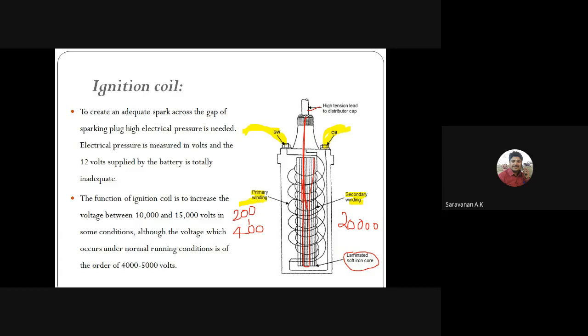The ignition coil will produce a high amount of energy, right? The high voltage energy. How it can produce the high voltage energy, that I can explain.